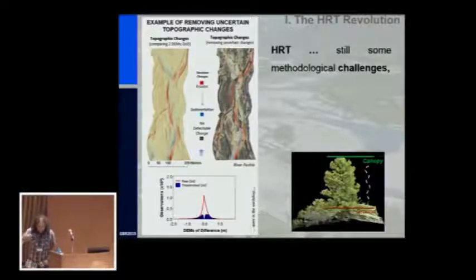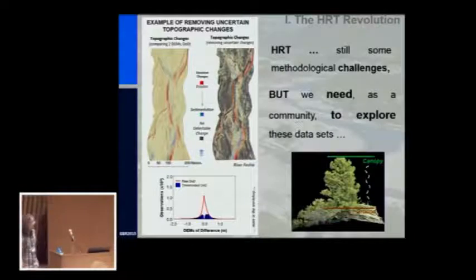Of course, high-resolution topography is still there, and there are still some methodological challenges, and because everything is evolving so quickly, every time there are more methodological challenges, and I think that we will never stop. But we believe that as a community, we now have the opportunity to explore these data sets in a different way, because there are plenty of data sets available at different temporal and spatial scales that can provide a lot of insights on how gravel bed rivers work.